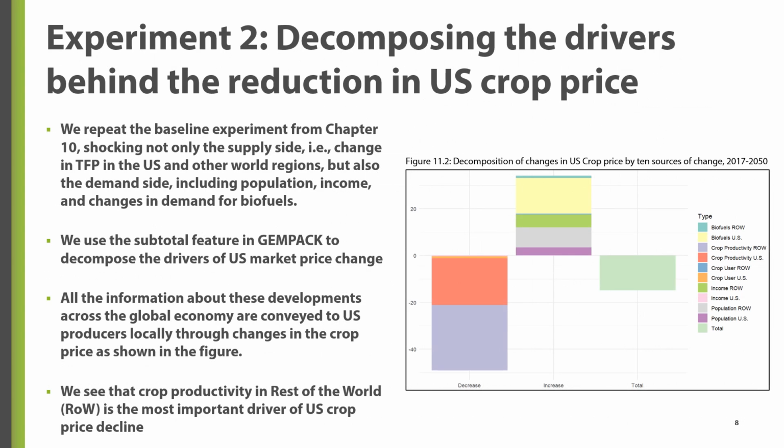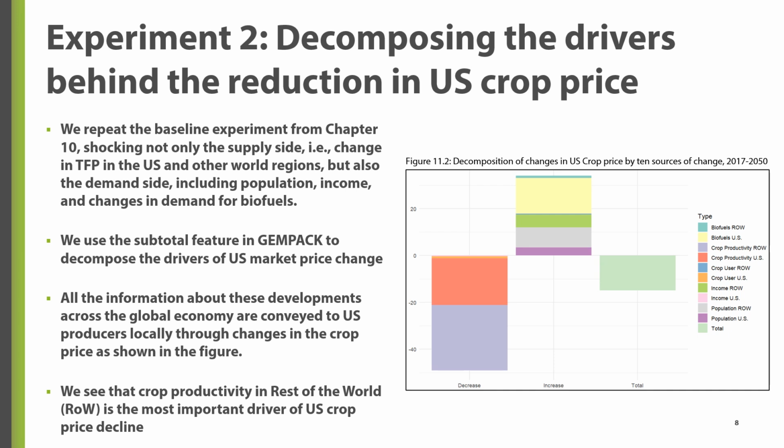Next, we implement a global baseline scenario, not only shocking the supply side, or TFP in the US and TFP in other world regions, but also the demand side, including population, income, and changes in demand for biofuels during the period of 2017 to 2050. This generates regional and gridded outcomes, allowing us to explore the impacts of demand and supply-side shocks in the rest of the world on individual grid cells across the US.